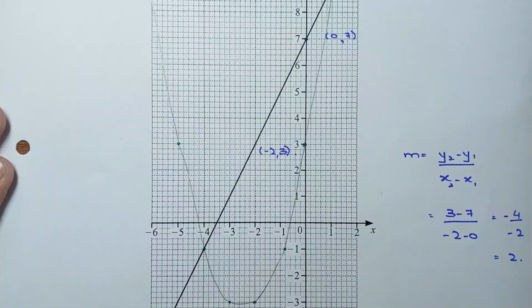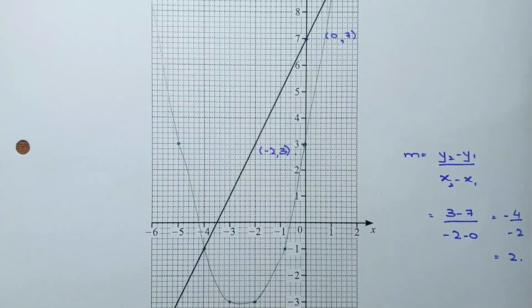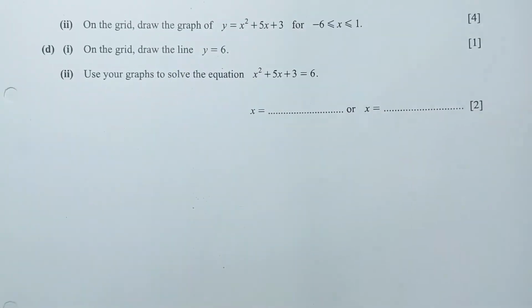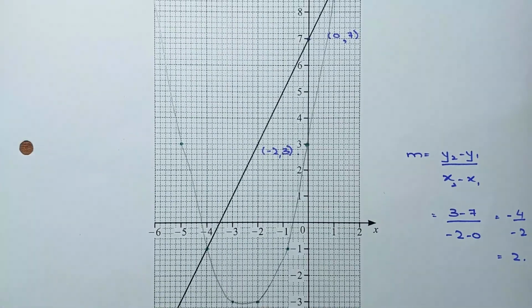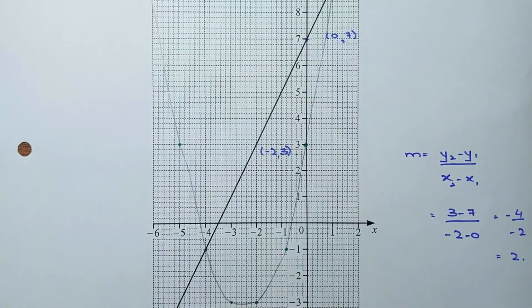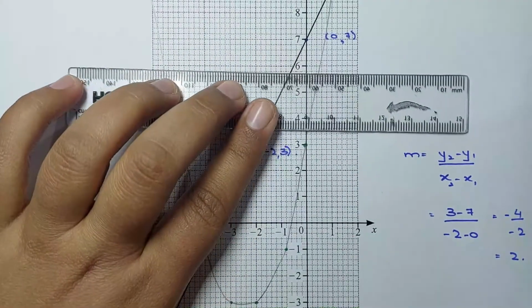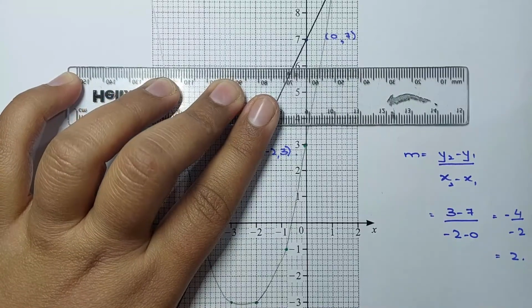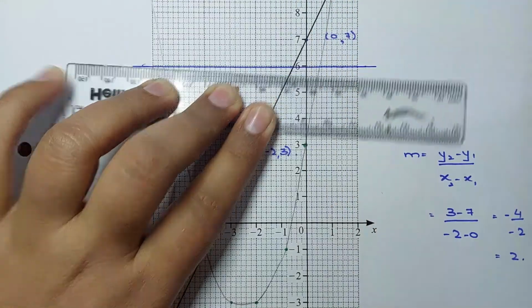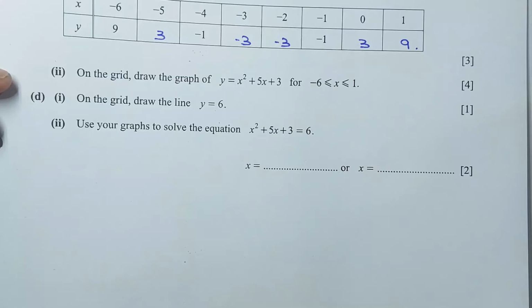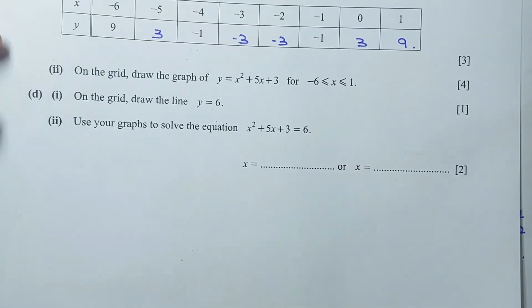Okay. This looks like the shape of the parabola. Now for part D, number 1, on the grid, draw the line y equals 6. Okay. y equals 6 is the horizontal line. This is the line y equals 6, right? Okay, now for the second part, use your graph to solve the equation.